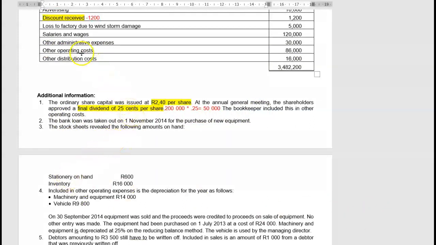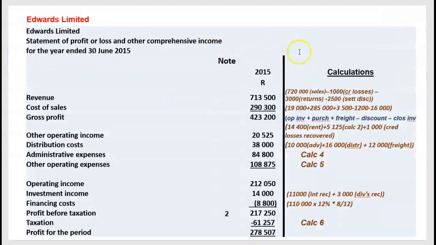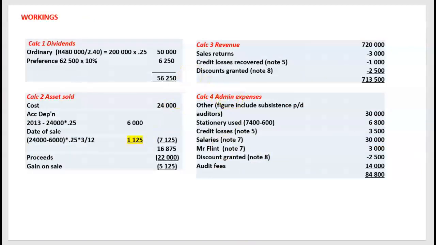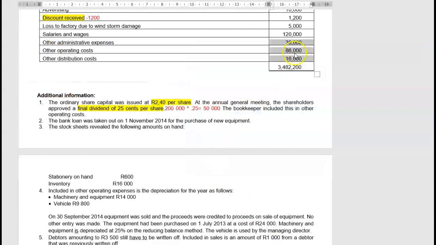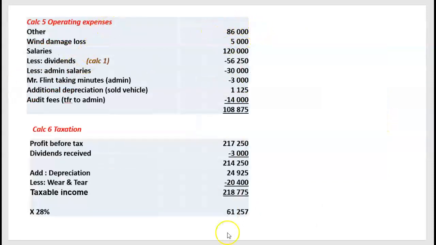So therefore, I have to take it out of other operating costs. So let's start our calculations. And we're going to do other operating costs separately, other distribution costs and other administrative expenses. And let's start with these figures here. So other administrative expenses, I'm going to put on the face because there's not a lot of them. So other administration expenses, we're going to start with the 16,000. Admin expenses, we're going to start with the admin expenses that they gave us there, which was 30,000, and operating expenses, 86,000.